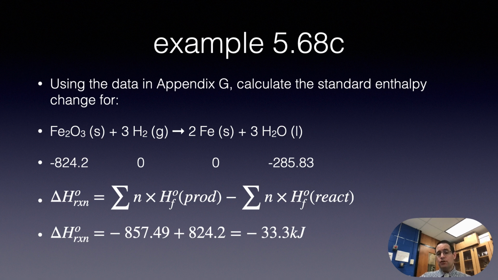Now, we don't say kilojoules per mole because there are different molecules that we're talking about, and they have different coefficients, so it's always just going to be kilojoules, all right? The negative value means it's exothermic. Having no idea what this chemical reaction looks like, it's going to give off heat, all right?